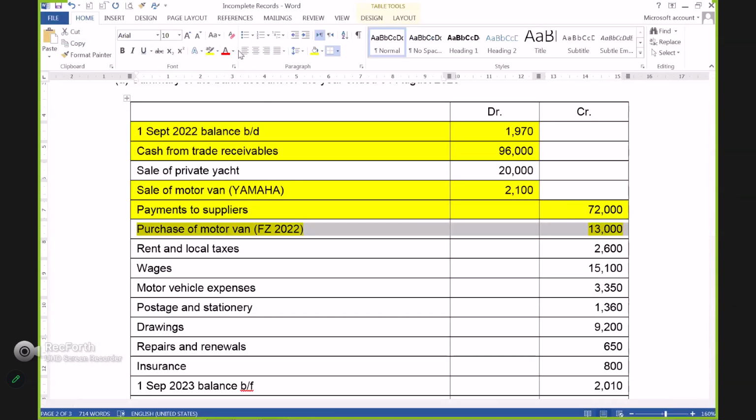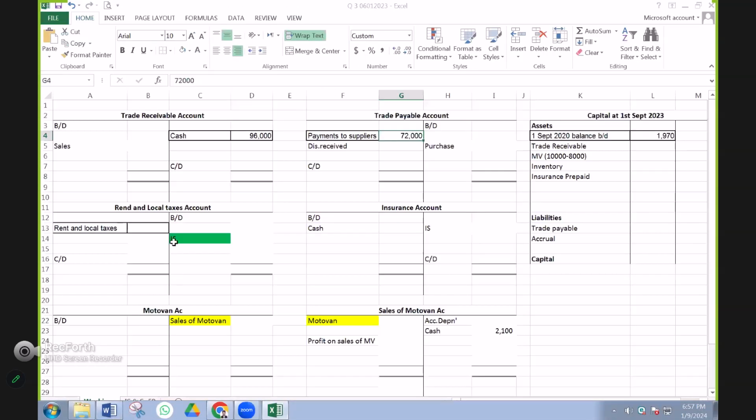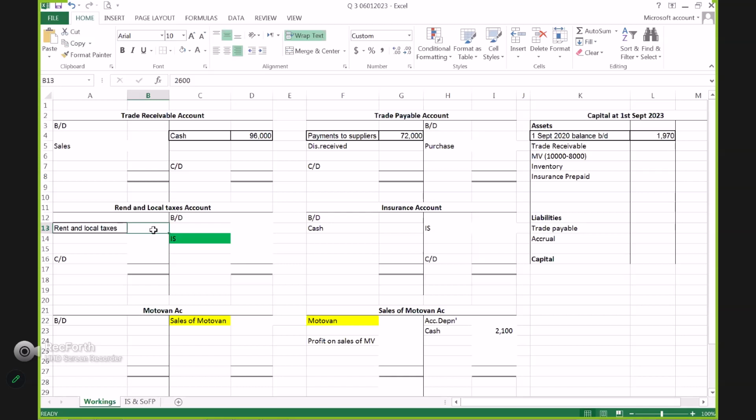Okay, rent and local tax. This is paid. So rent and local tax account debit, bank account credit. So you have to put the double entry. Here you can put cash or bank. Okay.